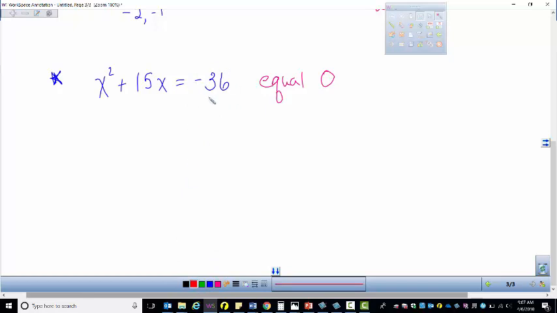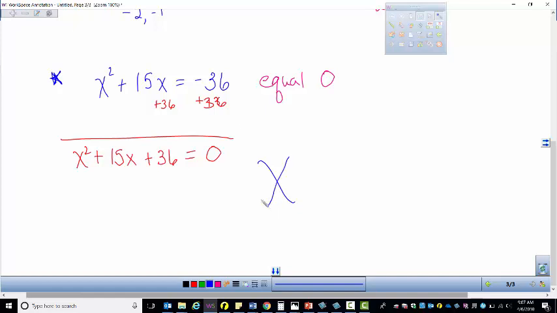So to make it equal 0, you have to move this piece. So I want this to be 0. So what I'm going to do is I'm going to put plus 36 here. And then I'm going to put plus 36 here. So these give me 0, and that's what I want. And over here, I have x squared plus 15x plus 36. So it equals 0. So now that it equals 0, we can draw our x and factor.